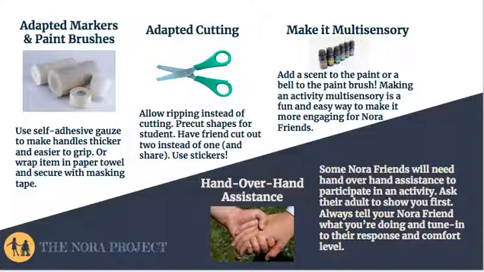Multisensory learning is important for all students, especially students with disabilities. It adds a whole new element to their learning and their experience. So you might add scents to the paint or add a bell to the paintbrush. Gives them something to smell, something to hear. Again, you wouldn't do this for just your Nora friend, you would do this for all of your students so that everybody got to experience the multisensory project together.